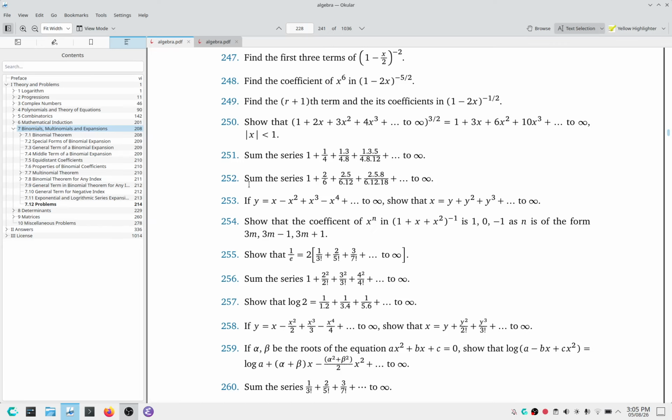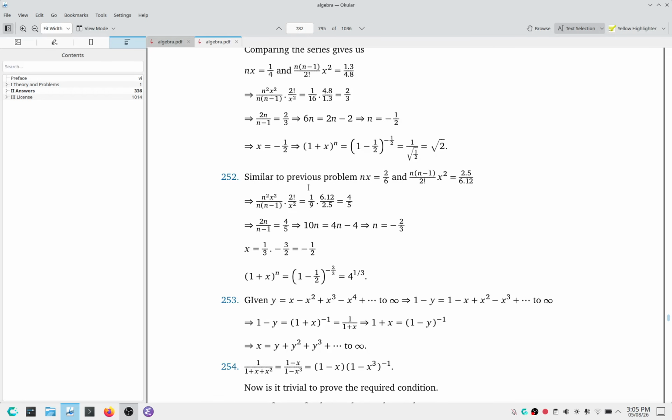Question 252 says that sum the series 1 plus 2 upon 6 plus 2 times 5 upon 6 times 12 plus 2 times 5 times 8 upon 6 times 12 times 18 up to infinity. So we proceed like previous problem and we get n is equal to minus 2 upon 3 and x is equal to minus half. So the series becomes (1 minus half) to the power minus 2 by 3, which is equal to 4 to the power 1 upon 3.